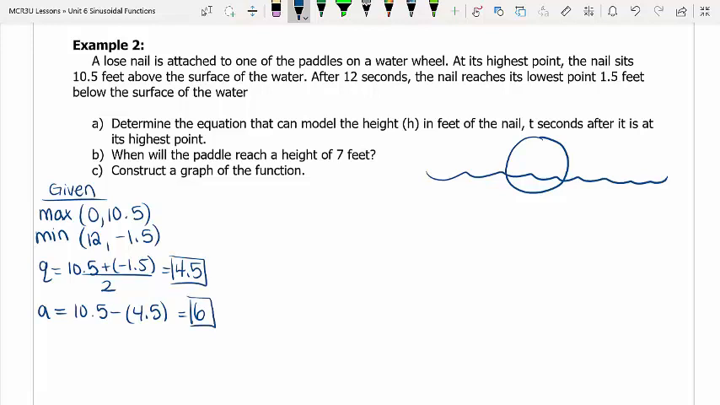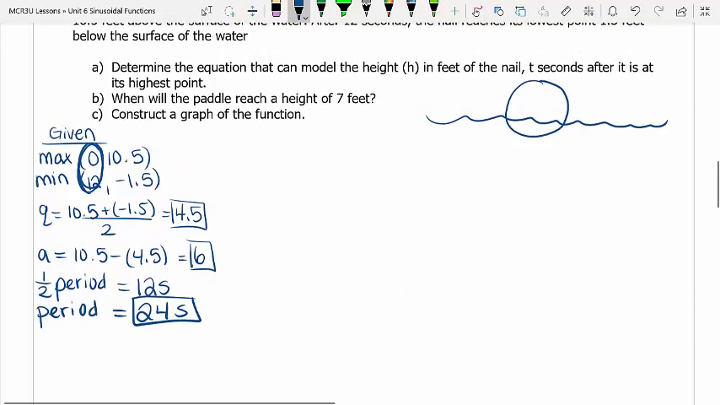In terms of finding K, we need our period, because remember there's a relationship between the K value and the period. To find our period, we know that half the period occurs between the maximum and the minimum value. So half of our period is going to be the time between 0 and 12. So we know half our period is 12 seconds. That means our full period is going to be 12 times 2. Now that we know our period, we can find our K value. Our K value is equal to 360 divided by our period. So our K value is 15.